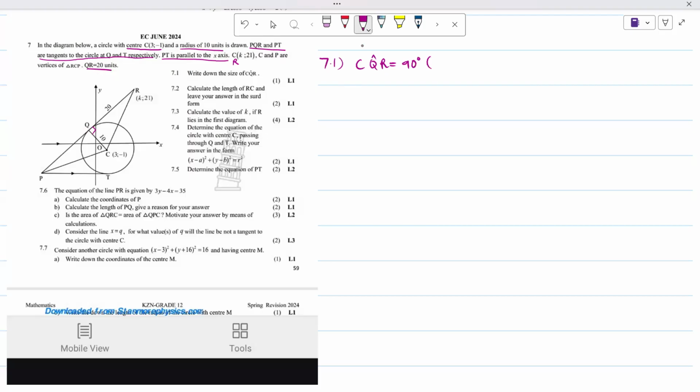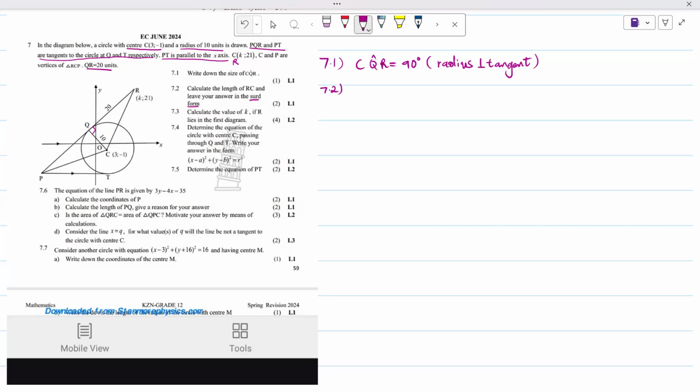I'll say radius is perpendicular to a tangent at the point of contact. Radius is perpendicular to a tangent. Then I move right along to 7.2. So they say I need to calculate the length of RC, and I must leave my answer in surd form. This means that I must not give an estimate or an approximation to the distance of RC.